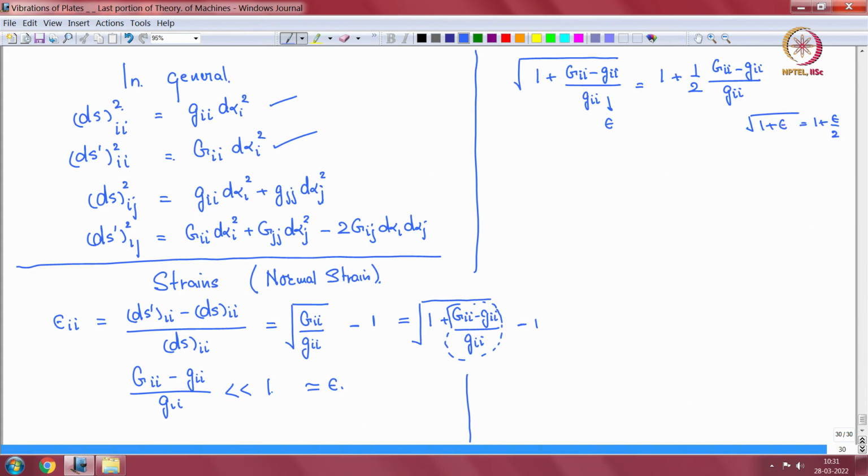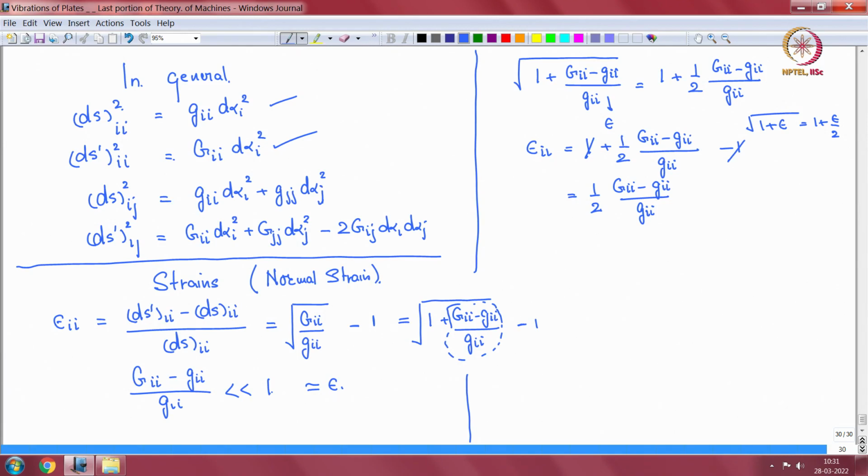Okay. So now what is this normal strain? This thing minus 1. So epsilon II is equal to 1 plus a half small gII minus GII by GII, minus 1. So this cancels with this and I get a half small gII minus GII by GII. That is normal strain.